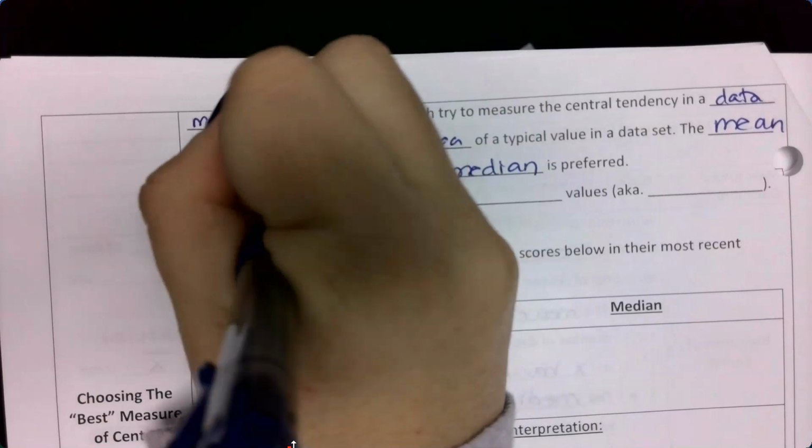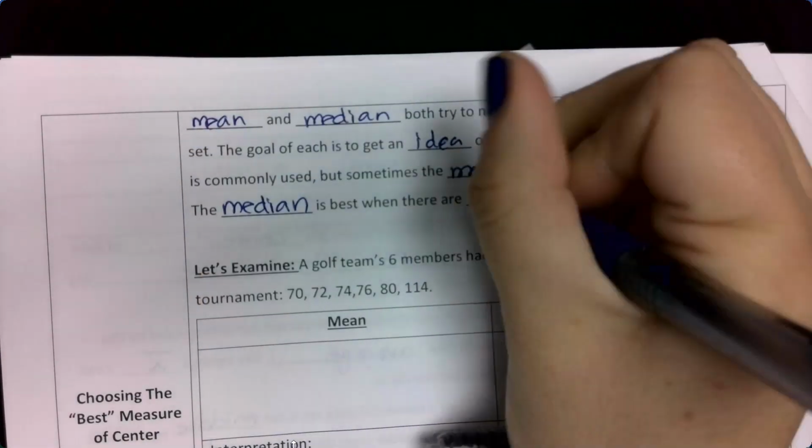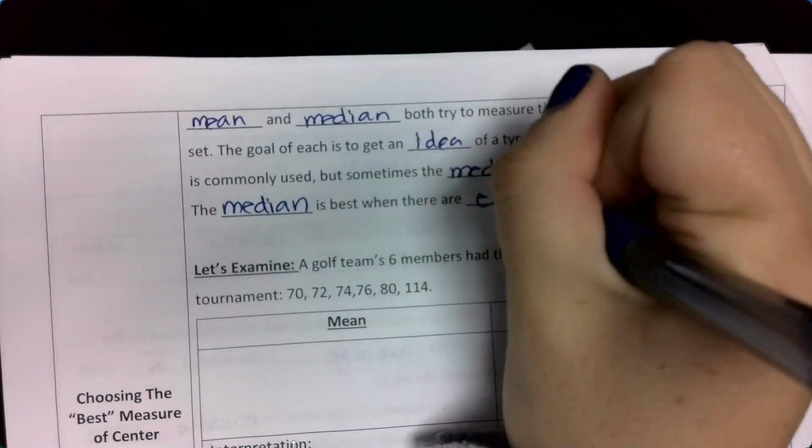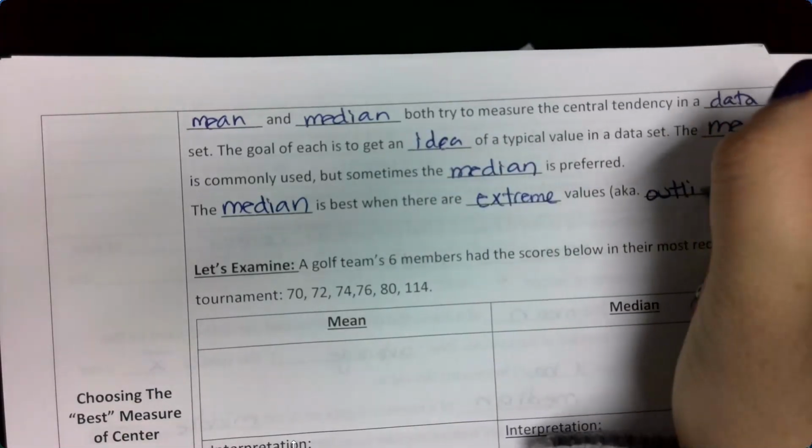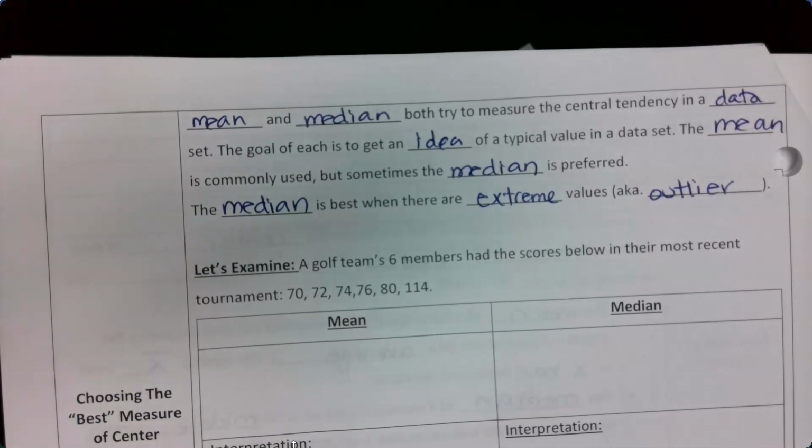The median is best when there is an extreme value, and the extreme value would be called an outlier. So something that doesn't fit with the rest of them. If I think back to the first problem we did, we were looking at everyone's wages, and then for the most part people were making $8 or $9, but someone was making $16.50. That $16.50 would be considered an outlier.